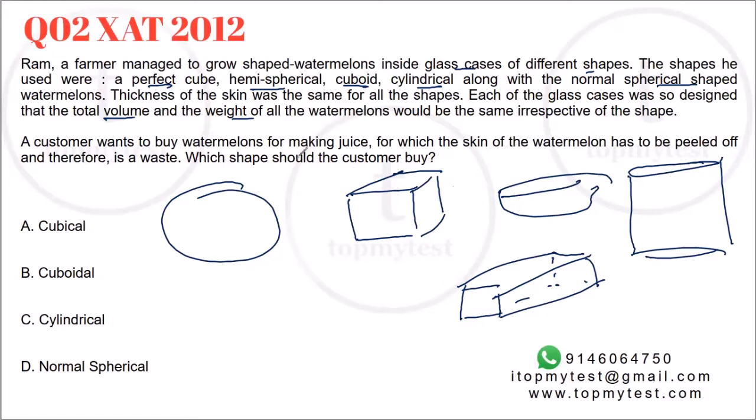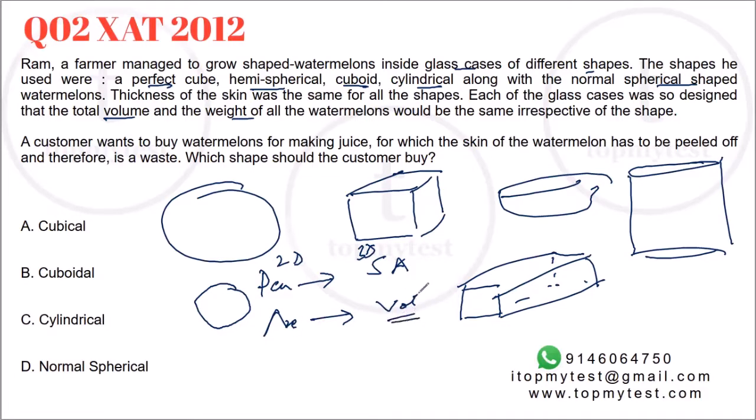Which shape should the customer buy? Now, if you were to look at it from a two-dimensional perspective, as we discussed in the beginning of geometry, in a two-dimensional perspective, your perimeter refers to surface area, and area in two dimensions refers to the volume. Here, volumes are the same for each of them.